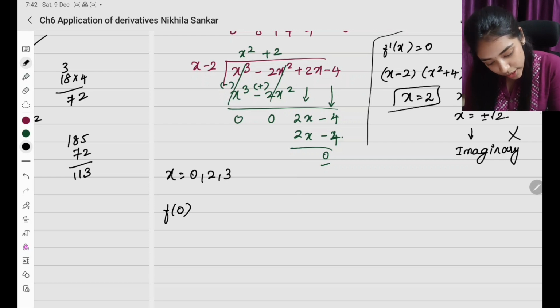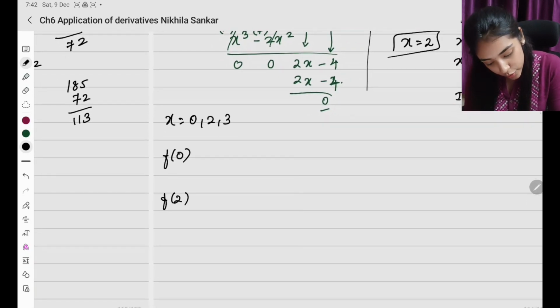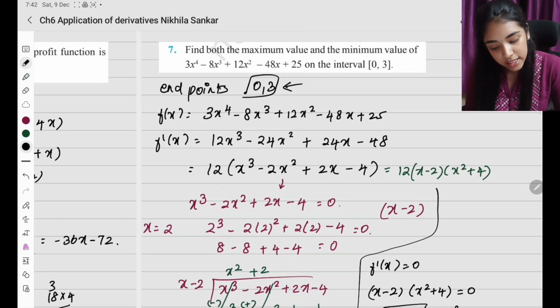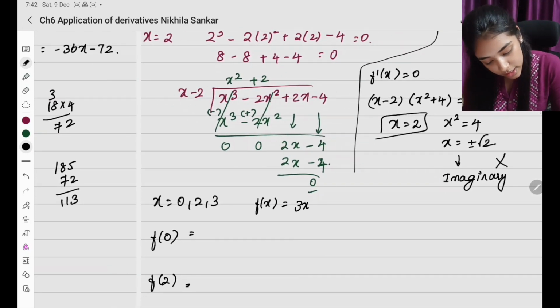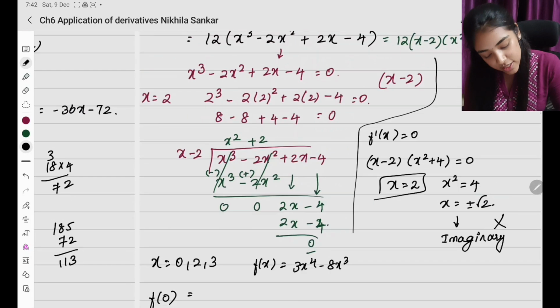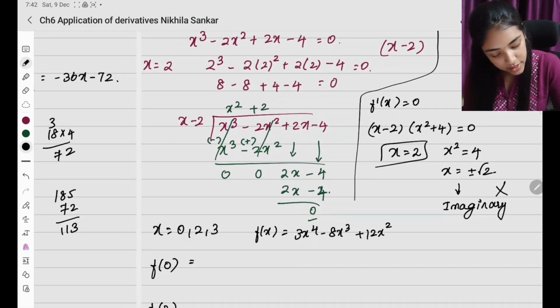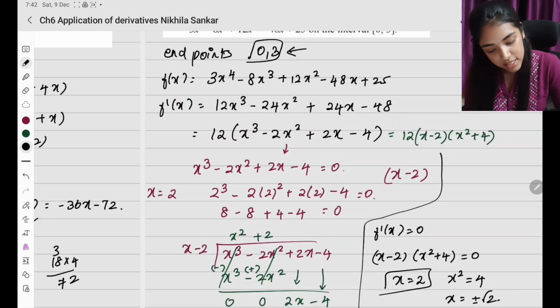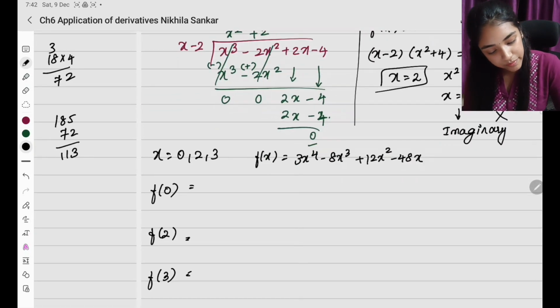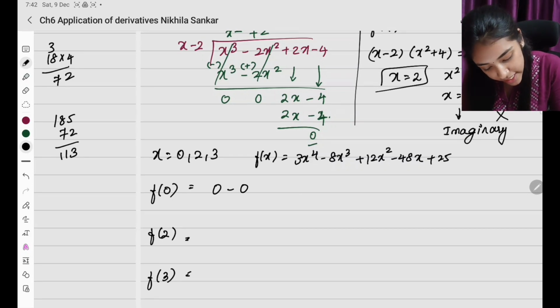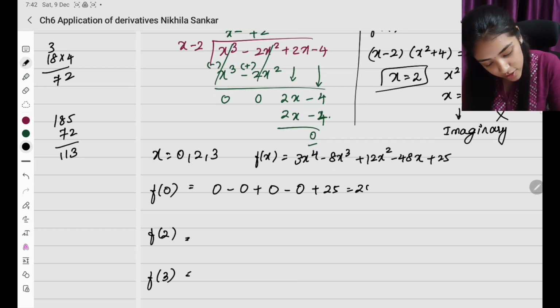So I need to find out f of 0. I need to find what f of 2 is. I need to find what f of 3 is. Okay. And what is my f of x? Let me write that here one more time. F of x is going to be 3x power 4 minus 8x cube plus 12x square minus 48x plus 25. Okay. When I substitute, I have 3 times 0 minus 8 times 0 plus 12 times 0 minus 48 times 0 plus 25, and this is going to give me 25.